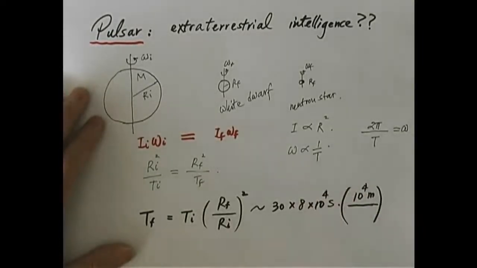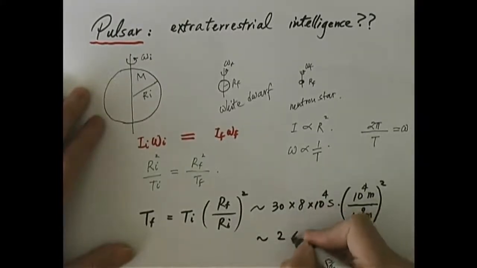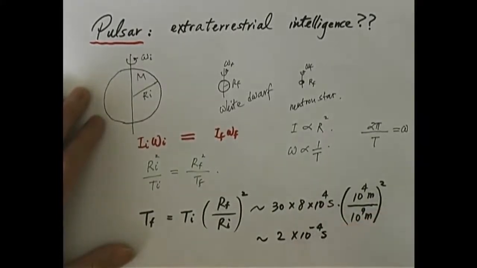The initial radius is the current size of the star. For our sun, for example, the value is about 8 times 10 to the 8 meters. So let's say 10 to the 9 meters. Let's just get a rough estimation here. Look at this ratio: 10 to the 4 over 10 to the 9. That's 10 to the negative 5. You square it, that's a whopping 10 to the negative 10. In other words, the final period is only about 1/10 billionth of the initial period. And if you work this whole thing out, you find the answer to be about 2 times 10 to the negative 4 seconds.